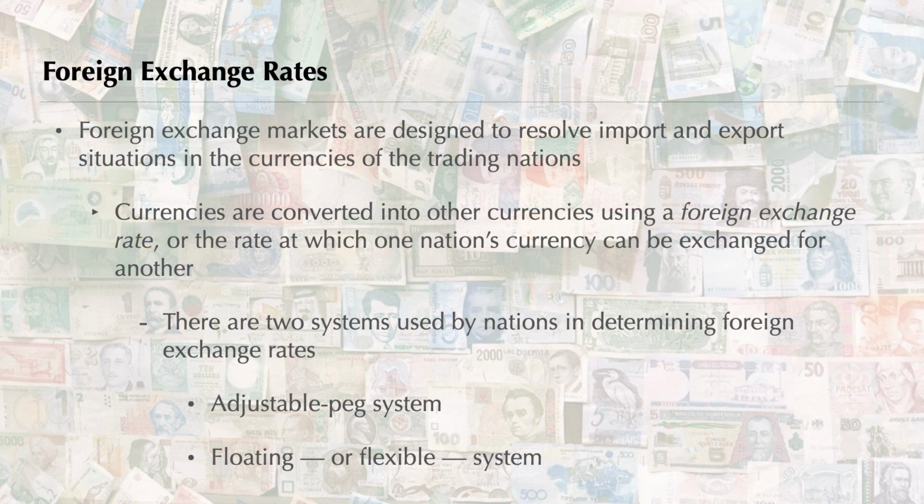When a business in one country imports items, it makes payments in the exporting nation's currency. When a business in another country exports items, it also needs to receive payment in its own currency. Foreign exchange markets are designed to resolve these situations. Through the foreign exchange markets, currencies are converted into other currencies. Once the value of one currency is determined in relation to another, a foreign exchange rate for the two has been established. In the United States, foreign exchange rates are expressed in two ways.